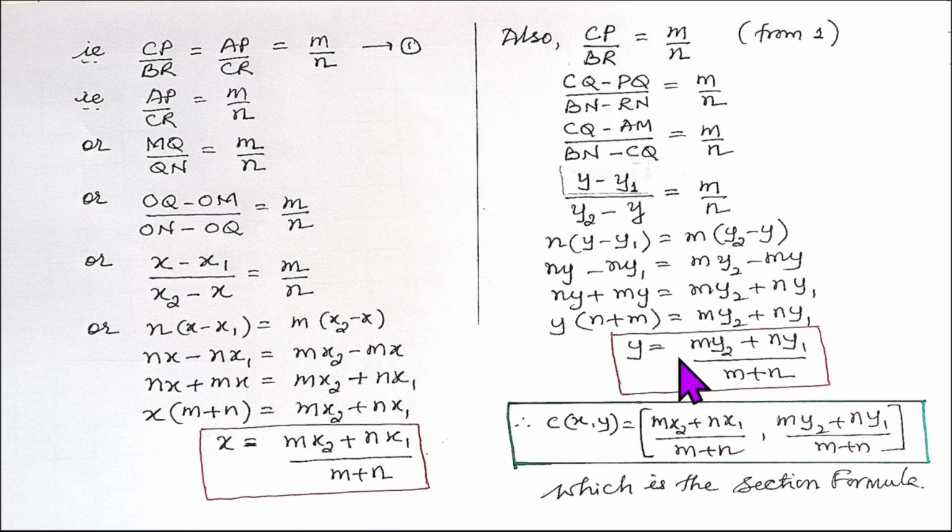Simplifying and rearranging, we get y is equal to my2 plus ny1 upon m plus n, and therefore C(x, y) is equal to mx2 plus nx1 divided by m plus n, we have got it here, and y is my2 plus ny1 upon m plus n. Therefore remember, the coordinates of the point C, which divides the given line segment joining A(x1, y1), B(x2, y2) in the ratio m is to n, is C(x, y) is equal to mx2 plus nx1 divided by m plus n, my2 plus ny1 divided by m plus n, and that is the required section formula.